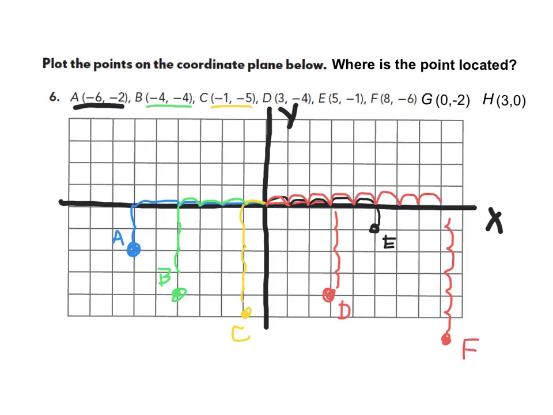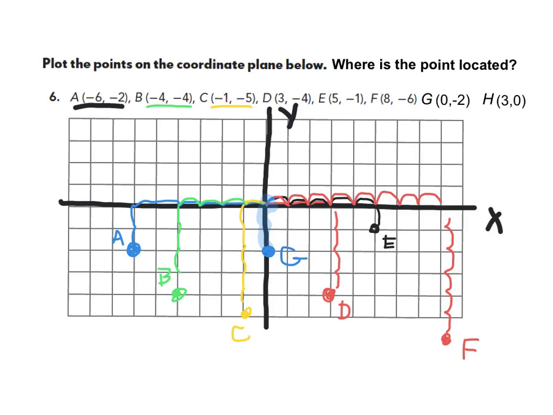And then point G is at 0, -2. So for 0, -2, I know that I'm not going anywhere left or right. And then I'm going to go down 2. So I would put our point right here and call that point G.